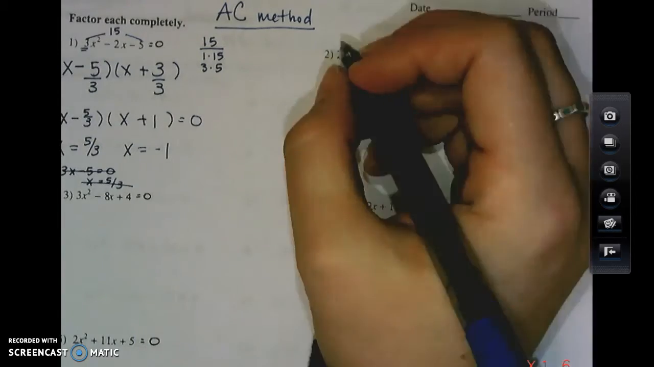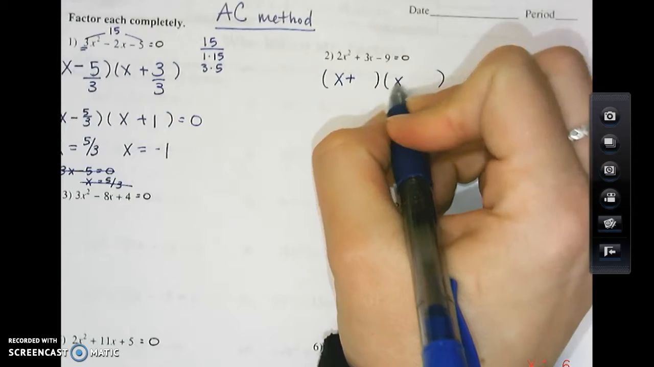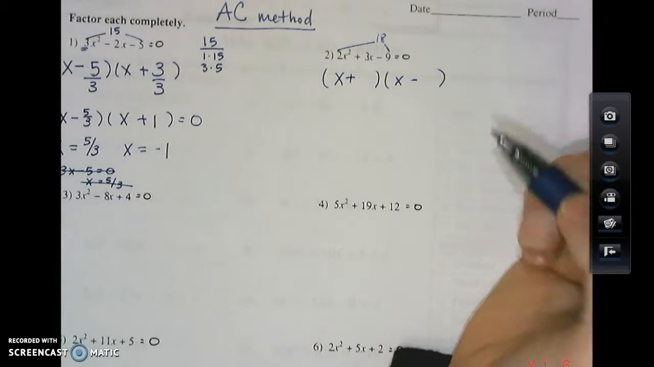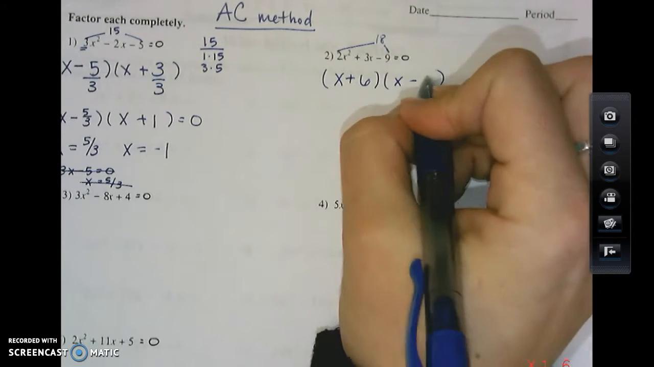All right, let's look at number 2. So on number 2, two sets of parentheses. We've got x plus and we've got x minus. We take 2 times 9, which gives me 18. So I'm looking for factors of 18 that subtract to give me 3. It's going to be 6 and 3.